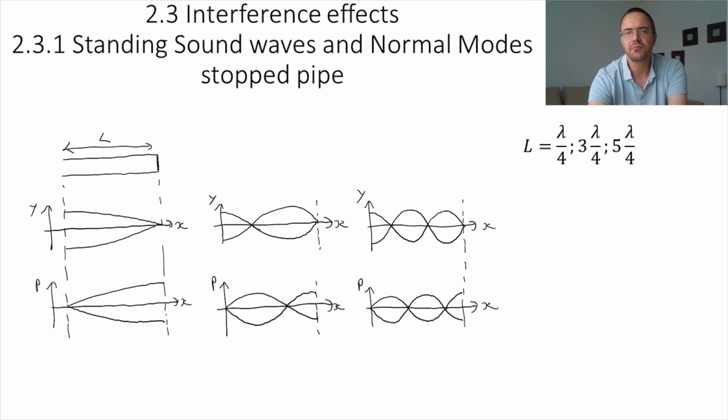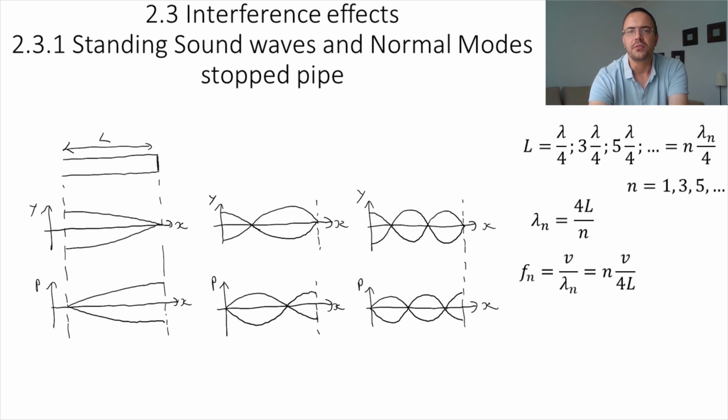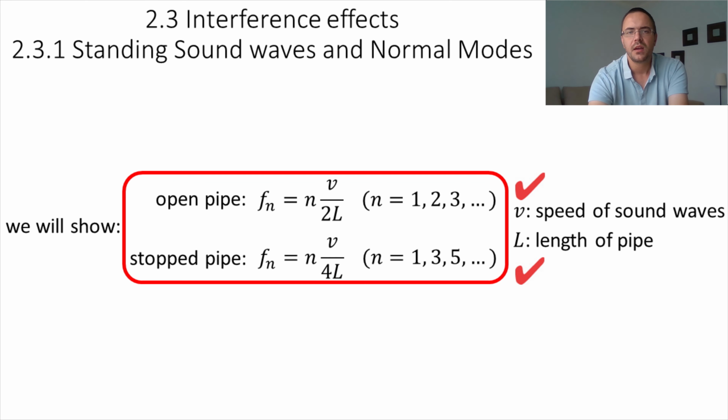And we can continue again with more and more nodes, and you see that the length of the pipe will correspond to n lambda over 4, where n is an odd integer, right? n is equal to 1, 3, 5, 7, 9, and so on. So the wavelengths that are possible are given by 4L over n. And the normal mode frequencies, which are given by v over lambda, will be equal to nv over 4L. And that gives us the formula for the normal modes on a stopped pipe.